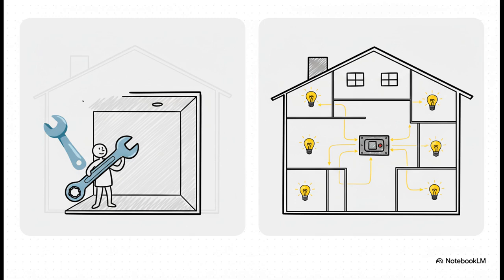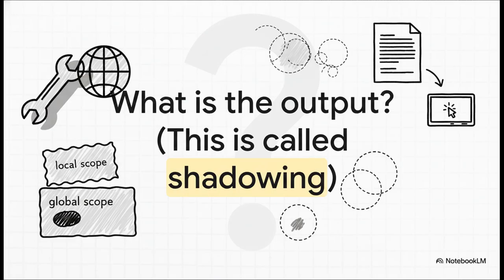But global variables, they're like the house's main power switch. You can access it from any room, which is powerful, but you've got to be really careful, because flipping it in the kitchen affects the entire house. So here's a fun one. What happens when a local tool in your hand has the same name as a global utility for the whole house? This is a really cool concept called shadowing. Take a look at this code and see if you can guess what it prints.